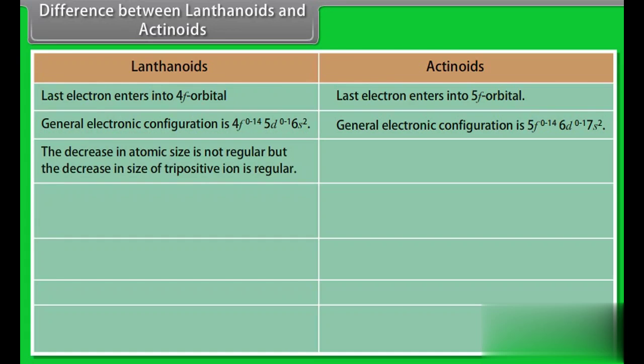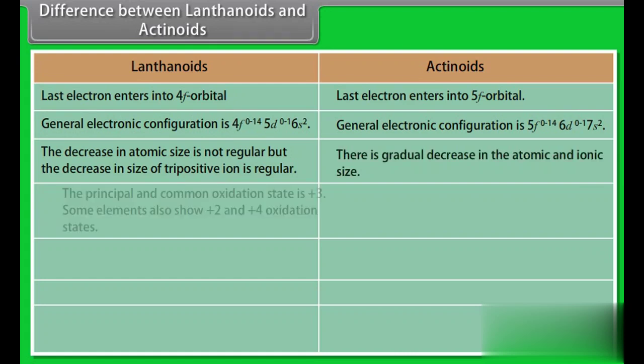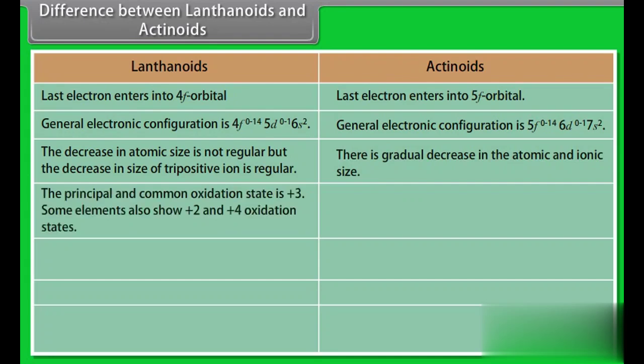In lanthanoids, the decrease in atomic size is not regular, but the decrease in size of the tripositive ion is regular. Whereas in actinoids, there is a gradual decrease in the atomic and ionic size. In lanthanoids, the principal and common oxidation state is +3. Some elements also show +2 and +4 oxidation states. Whereas in actinoids, the common oxidation state is +3, but it is not always the stable state.